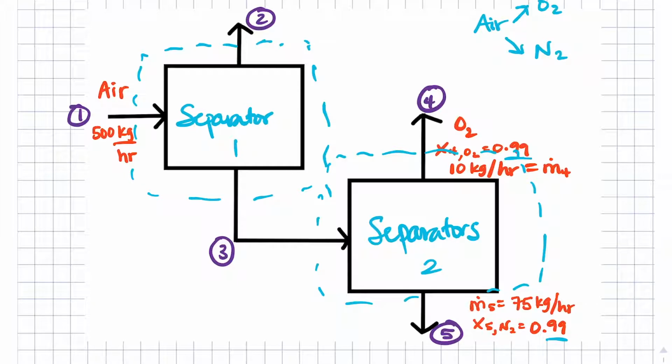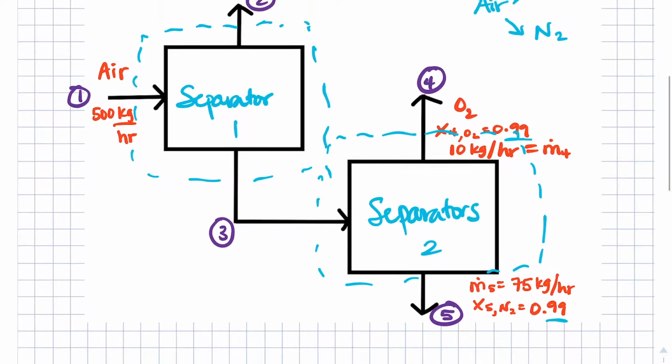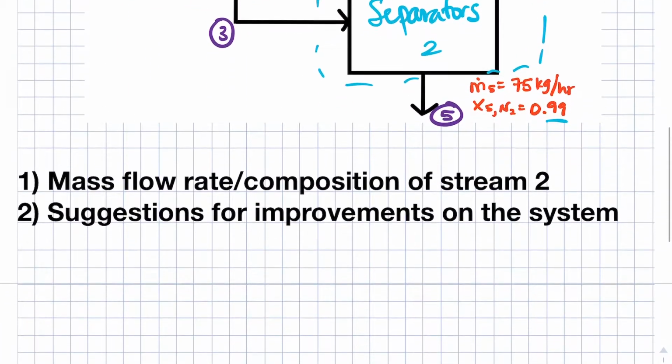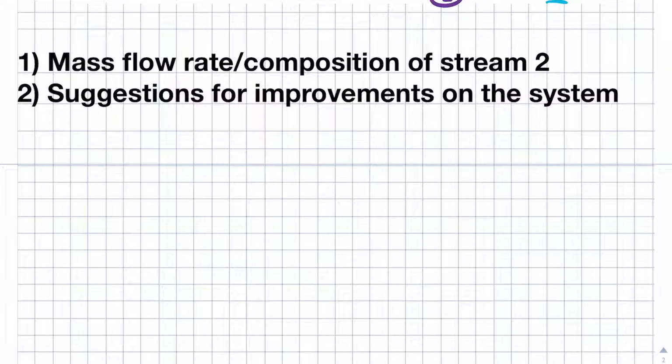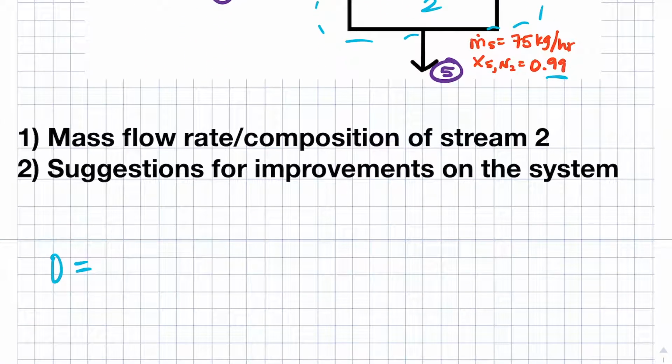Separator 1, we don't know anything about the outlet streams, and so it's going to be hard to do an analysis on that one. But separator 2, we know a lot about. We know about stream 4, we know everything about stream 5, so that means we can figure out everything about stream 3. So let's go ahead and do an overall mass balance just to figure out how much mass is coming into that separator. So we know that our mass balance is going to be 0 is equal to the sum of the inlets, which there's only one inlet, mass flow rate of 3.